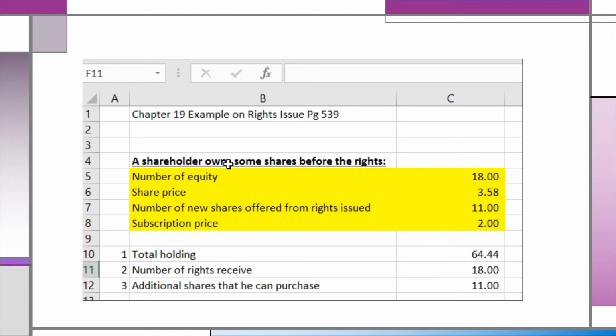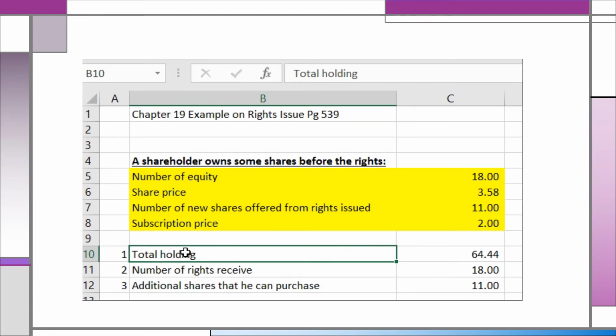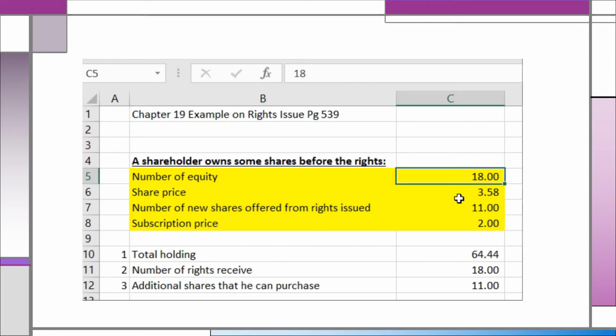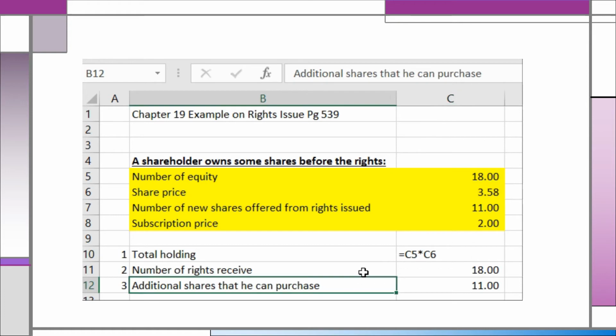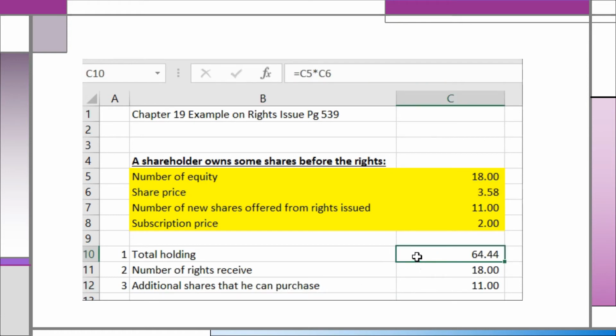Let's do the calculation together. Question 1. How much is the shareholder's total holding? Before the rights issue, the shareholder owned 18 shares. At the current market price of £3.58, the value of his total holding is 18 times 3.58. The value is equal to £64.44.